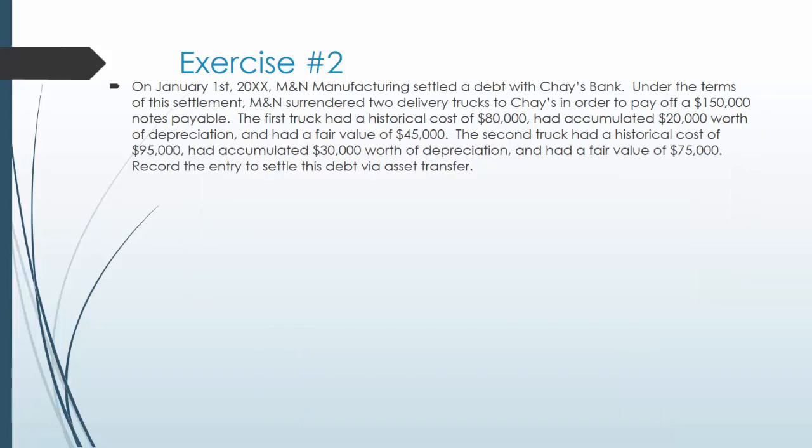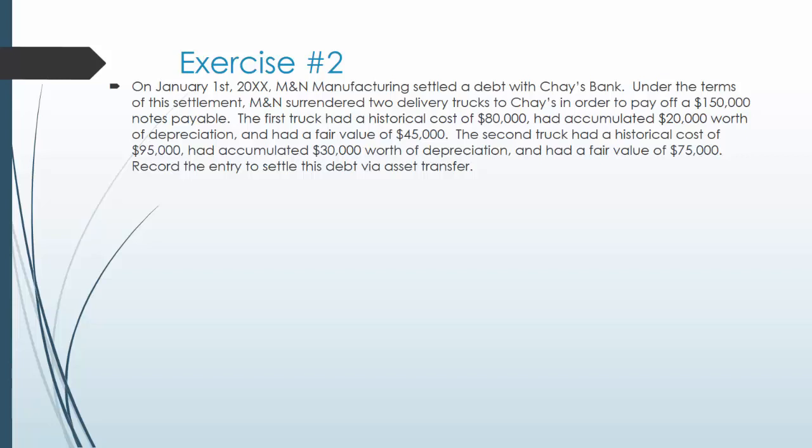In exercise number 2, we have M&M Manufacturing, who on January 1st is going to settle a debt with Chase Bank. And under the terms of the settlement, M&M is going to surrender 2 delivery trucks to Chase in order to pay off $150,000 notes payable. So apparently we don't have the cash, or we don't want to pay the cash to pay this debt off, this notes payable. We owe Chase Bank, so we are going to surrender 2 trucks to them instead of paying the cash.